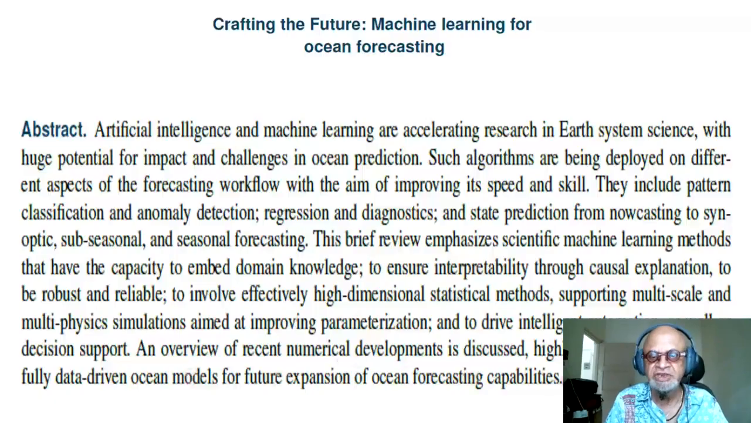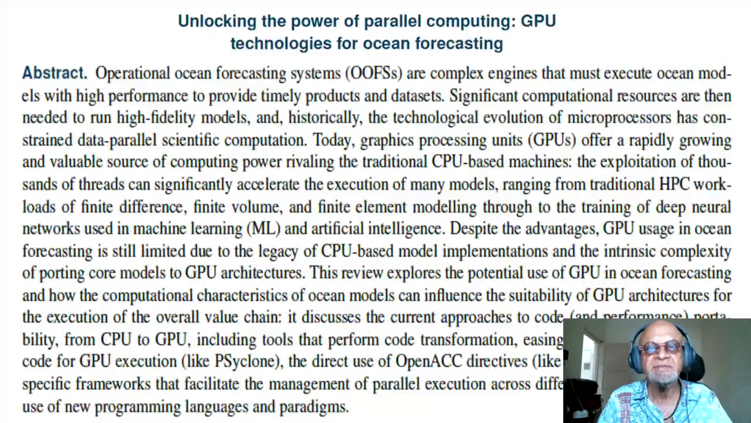An overview of recent numerical developments is discussed, highlighting the importance of fully data-driven ocean models for future expansion of ocean forecasting capabilities. I have a playlist on AI/ML in Earth System Science and Climate Science, so I will take this chapter and include some details over there instead of including it just briefly here.